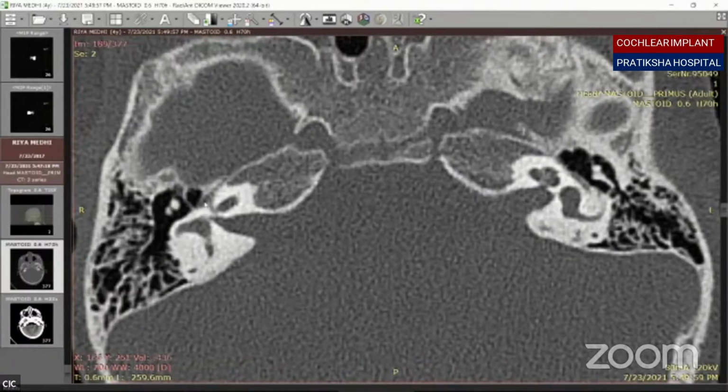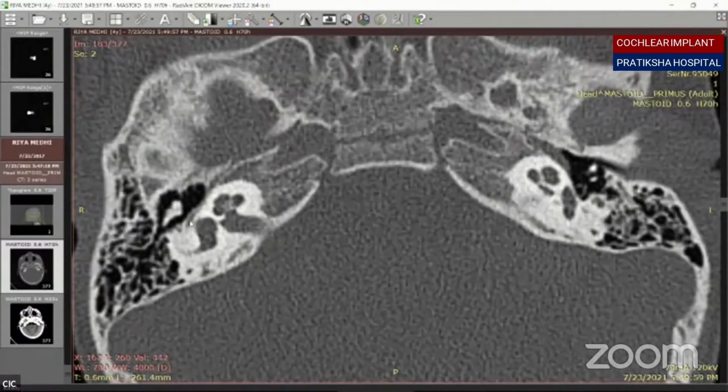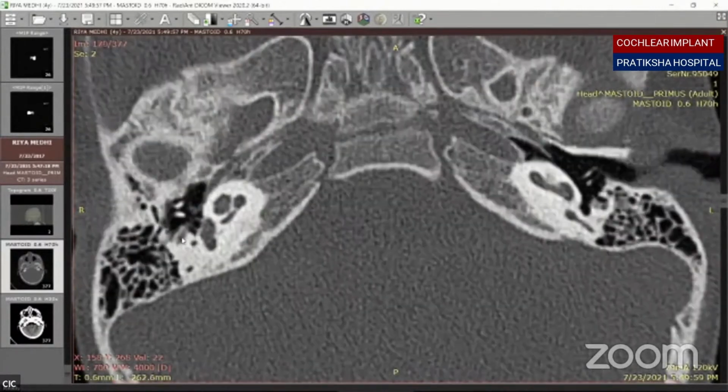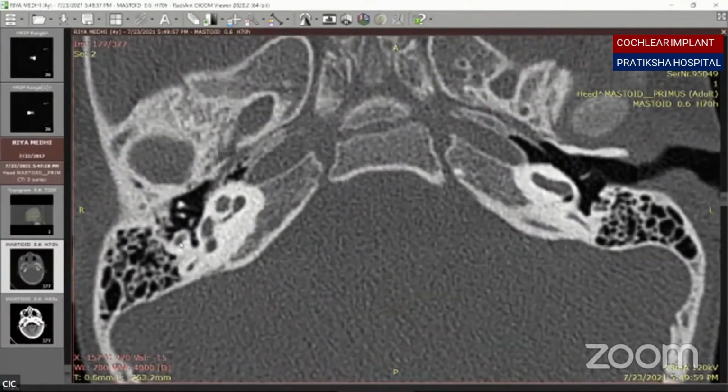Now we have to trace this horizontal portion of the facial nerve. If we trace it further, this is the facial nerve. Here, one thing to note is the ice cream cone appearance. We see that it's a good middle ear cavity with good aeration, and we see the incus malleus assembly intact. This is the facial nerve again on the right side. Tracing it further down, we can see the oval window. This is the stapes.